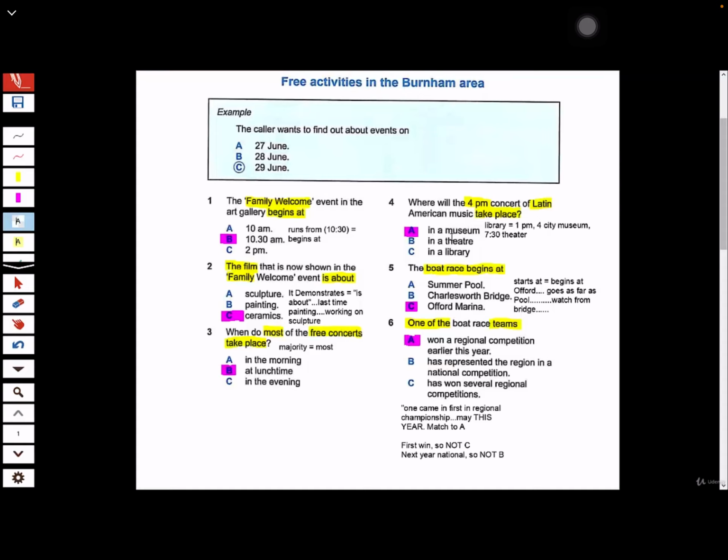And then number 6 is they said one came in first in the regional championships of May this year. So the answer choice that connects to that is A. Won a regional competition earlier this year. They said it was the first win, so it can't be C, because C says what? Several. Now they also said next year they will go to national. So it can't be B because it said has represented. And next year will be their first time at national.